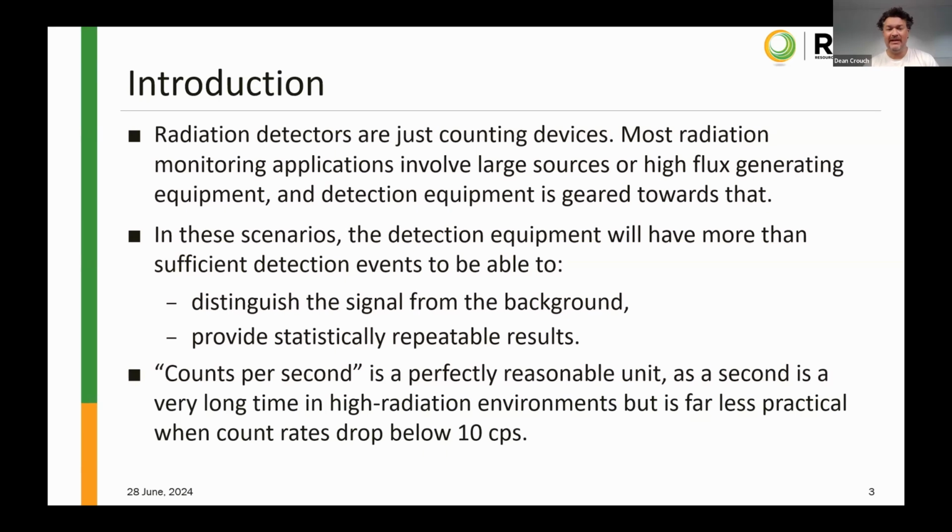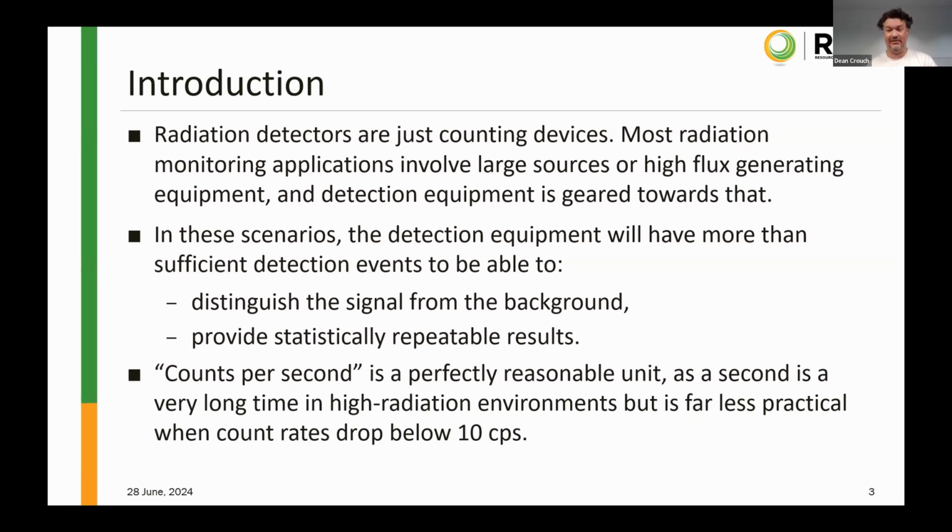So radiation detectors are effectively just counting devices. They just count stuff. What they can count, and how they count it, changes from unit to unit, but it's just looking for ionizing events. A lot of the equipment we generally use came from high flux or large source environments like X-ray tubes and dental, medical, nuke med. These are very, very high radiation areas, so your equipment doesn't need to work particularly hard to see it. It's very easy to distinguish the signal from the background.